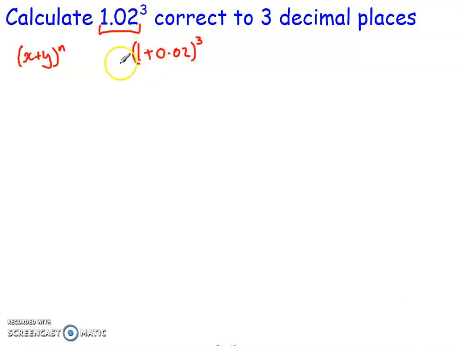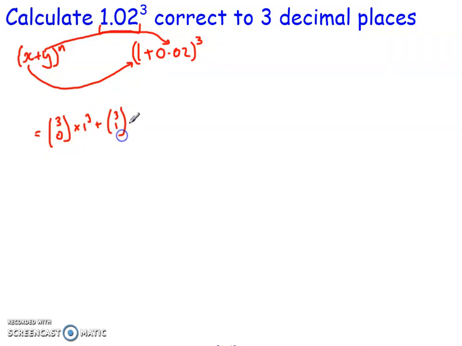But now I have it written in the format that I can use a binomial expansion, because here I could quite simply say that the x would equate to the 1 and the y would equate to the 0.02. My n would still be 3, so the power wouldn't change. It's just that I now have an x and a y, and I could use the binomial expansion. So let's do that. The coefficients are still the same, so I still get a 3C0. This is going to be times 1 cubed. I've then got plus 3C1.